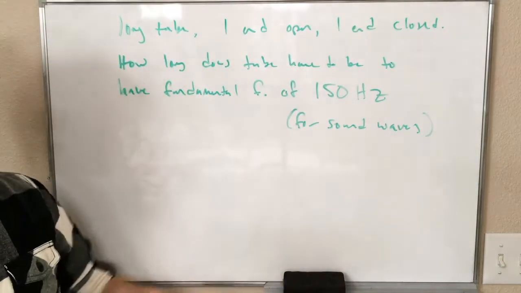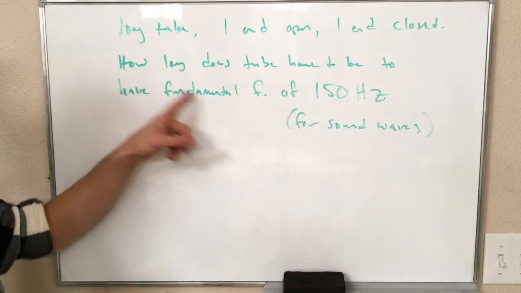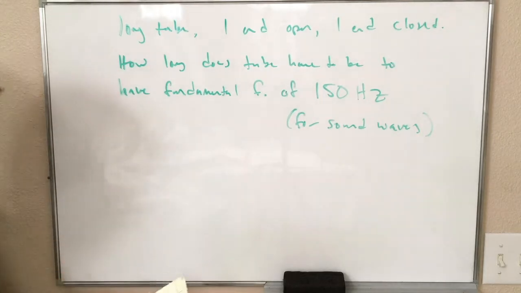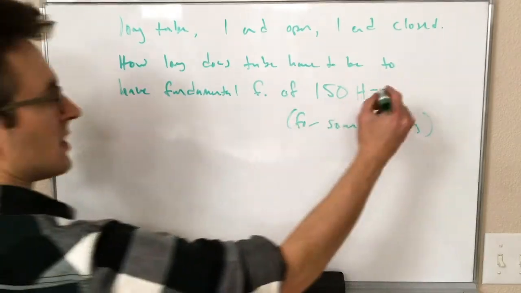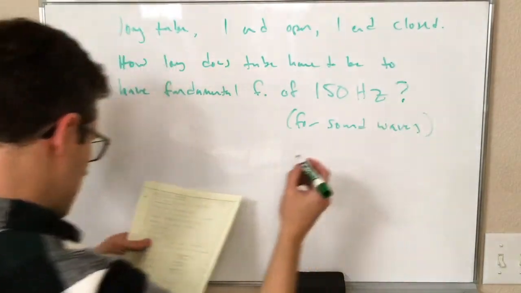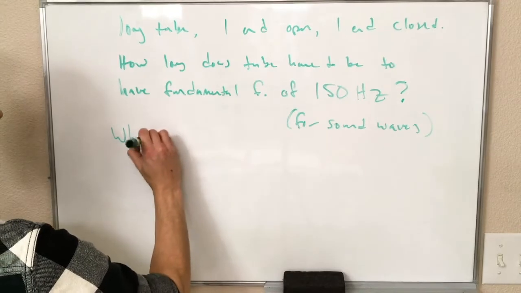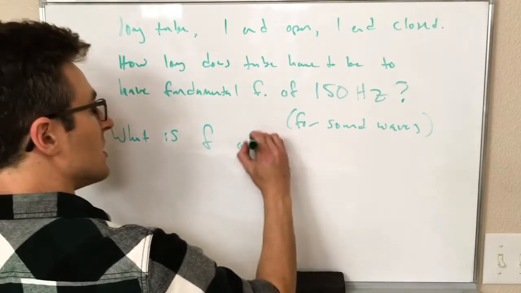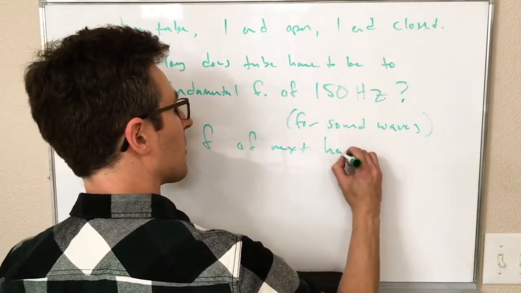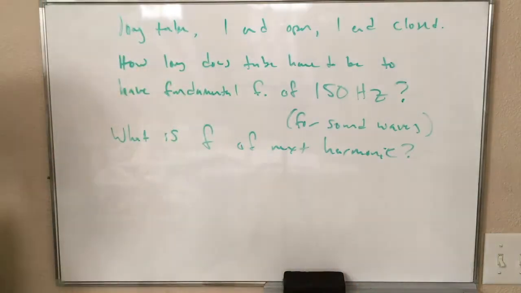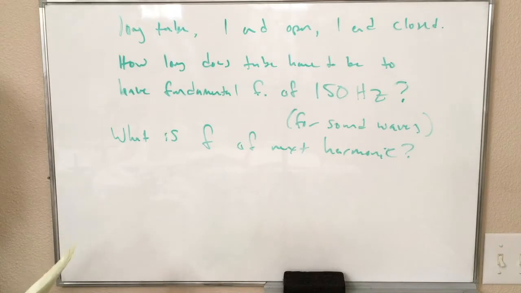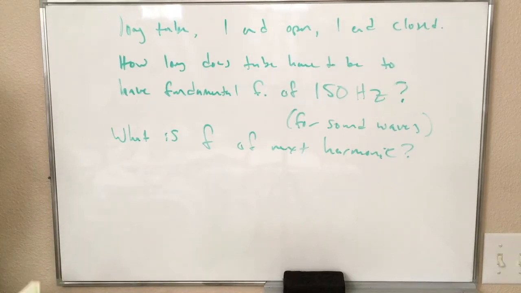I'm saying for sound waves. I may not put that in an actual problem because those are the only kinds of waves that we have traveling in long hollow tubes. So how long does it have to be to get this fundamental frequency? And then I guess part B is, what is the frequency of the next harmonic? And even though it doesn't ask for this, I strongly recommend drawing pictures of the standing wave pattern to see what's going on for this. Okay.